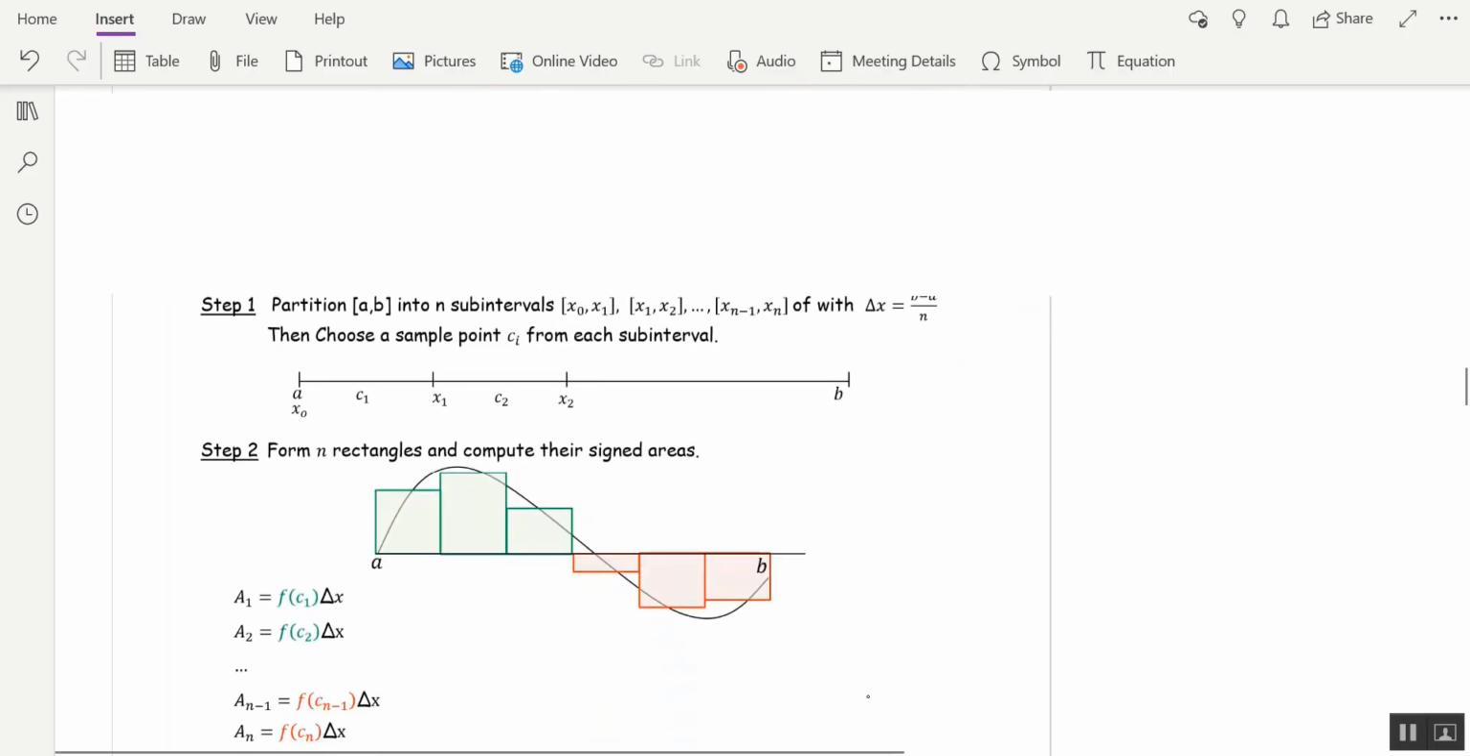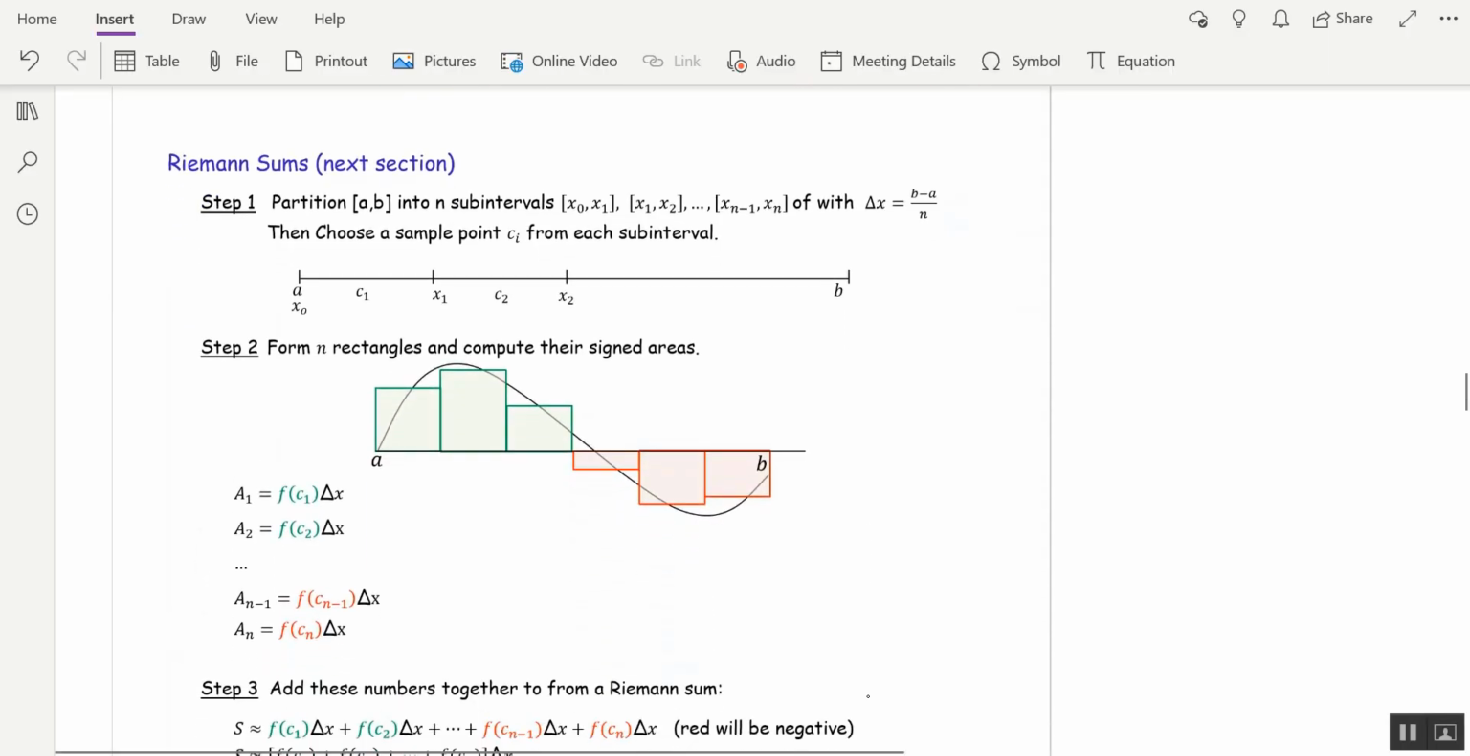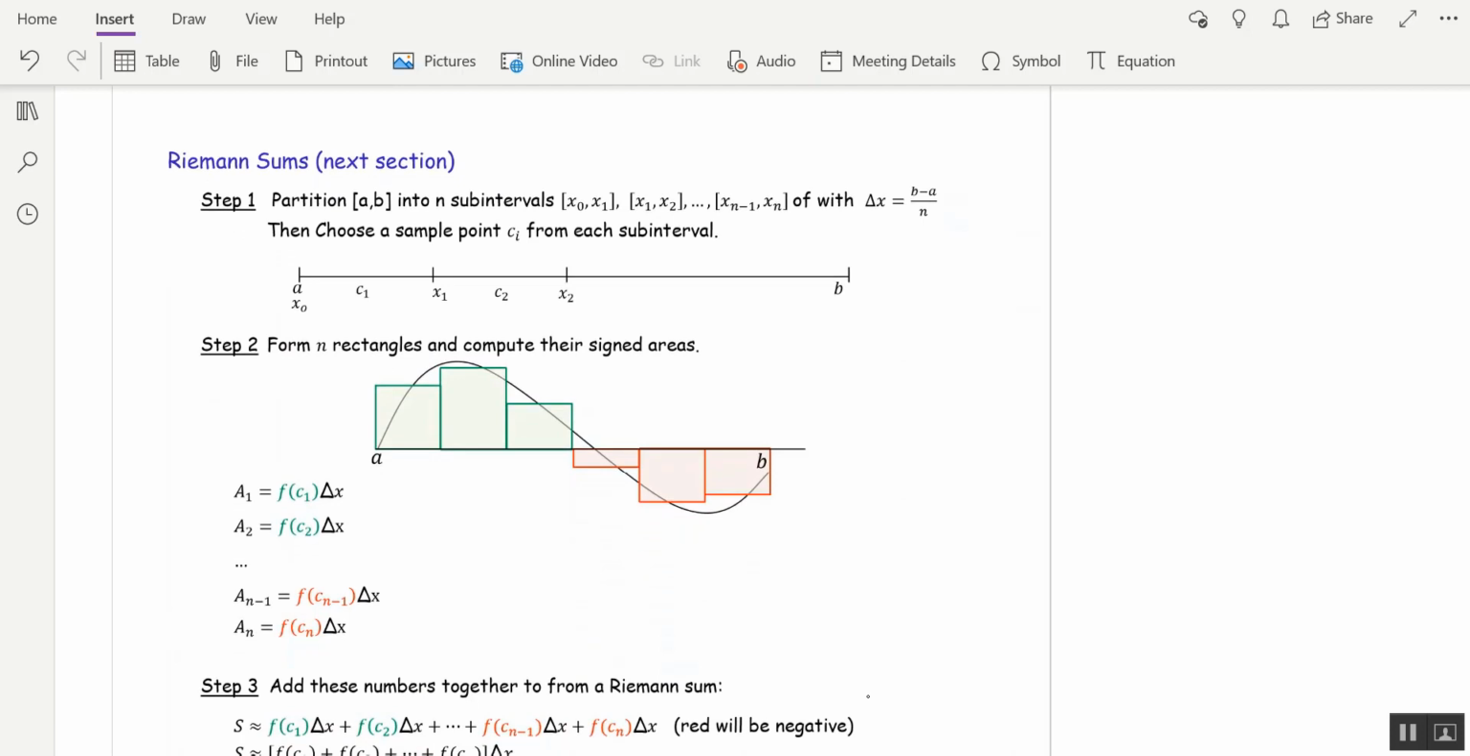I want to give you a preview of the next section and talk about integrals. Suppose you've got a curve and it doesn't necessarily lie above the x-axis. It might go above and below. And you want to compute the signed area under the curve. And by signed area, I mean anything that goes below the x-axis is going to count as negative area. Anything above counts as positive area. So I've put the positives in green and the negatives in red.